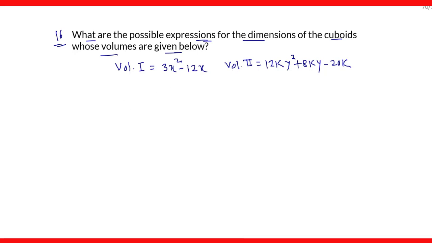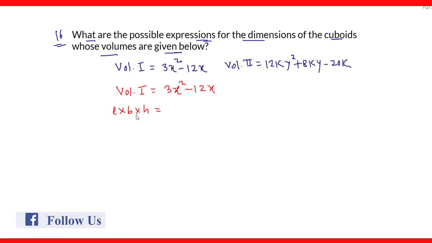So first we will take the first cuboid, that is, volume of first cuboid is equal to 3x square minus 12x. Correct? We know that the formula for the volume is length into breadth into height. These are the dimensions of the cuboid. So we will find the factors of 3x square minus 12x.